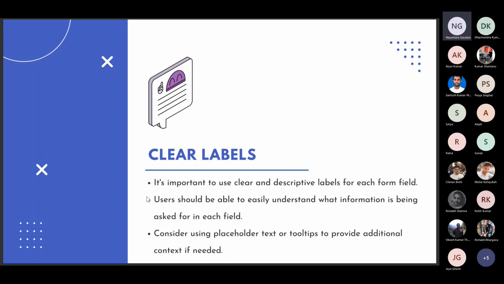We need to have clear labels. So it's important to use clear and descriptive labels for each form field. Users should be able to easily understand what information is being asked for in each field. For that, we can consider using placeholder text or tooltips to provide additional context if needed. So wherever there is less information, we can provide more information for the users to understand why a certain field is asking for what it is asking.